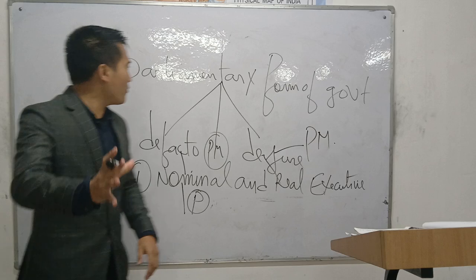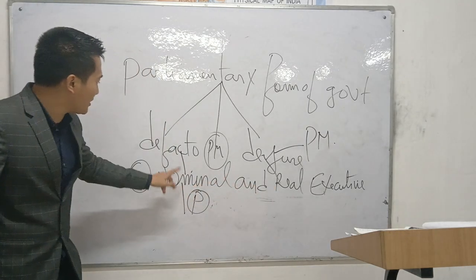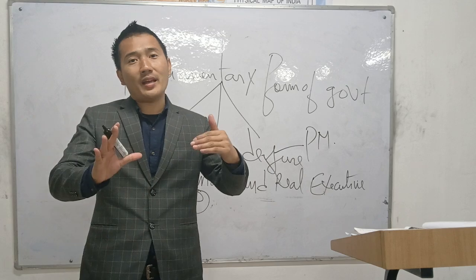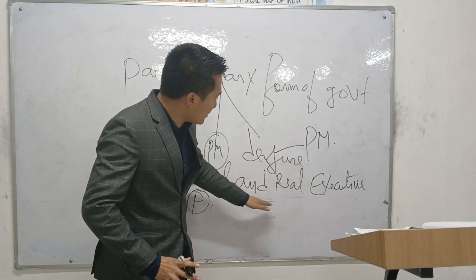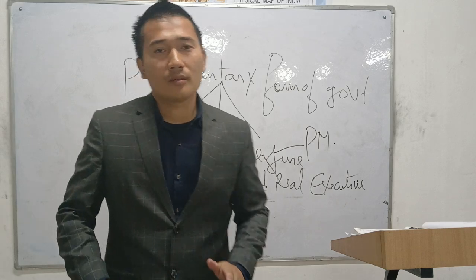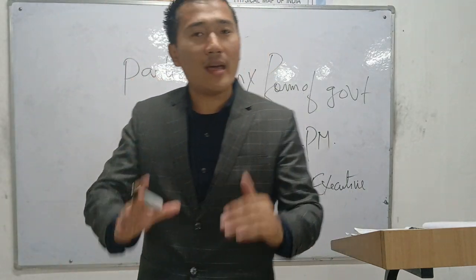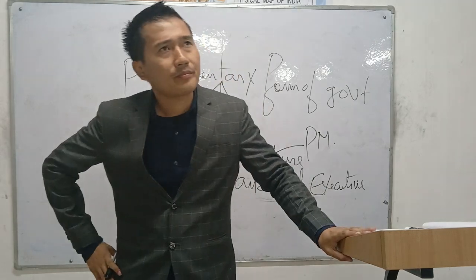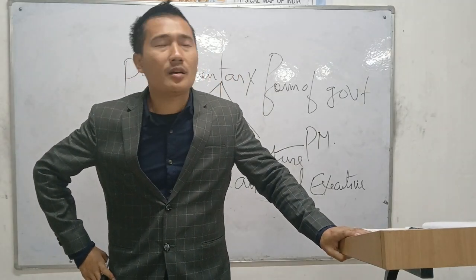The first feature of a parliamentary form of government is nominal and real head. Nominal means the de facto, the nominal head, which means the President. And de jure means the real executive, the real head of the country. Remember this. Why the Prime Minister is more powerful than the President?